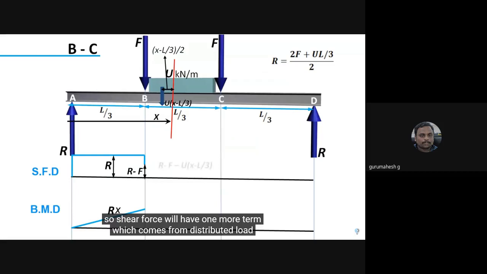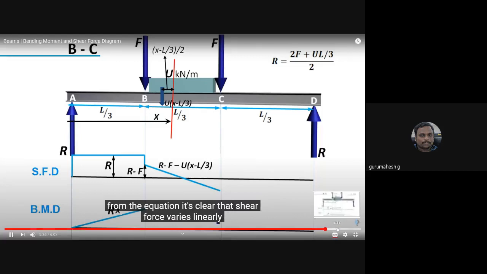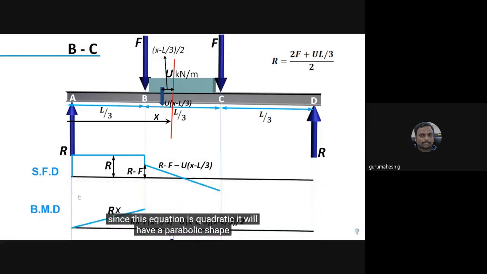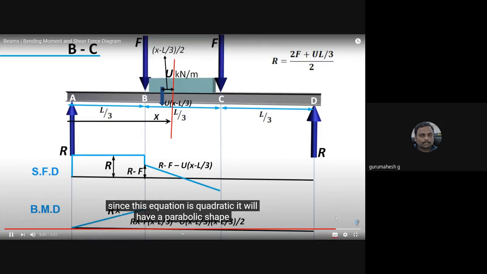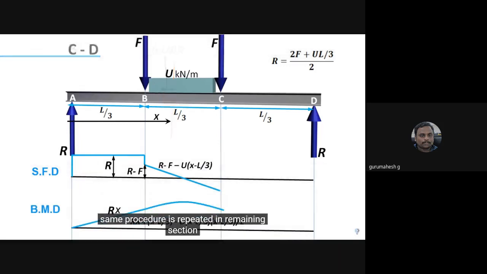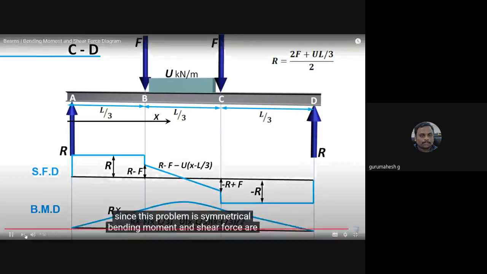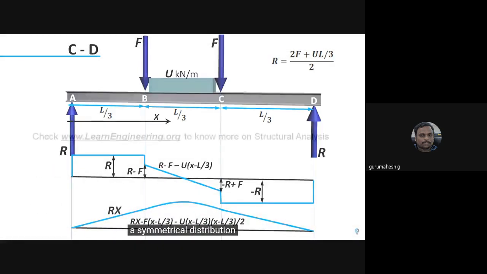So shear force will have one more term, which comes from distributed load. From the equation it's clear that shear force varies linearly. You can easily predict how bending moment varies along length from the same force diagrams. Since this equation is quadratic, it will have a parabolic shape. Same procedure is repeated in remaining section. Since this problem is symmetrical, bending moment and shear force are having a symmetrical distribution.